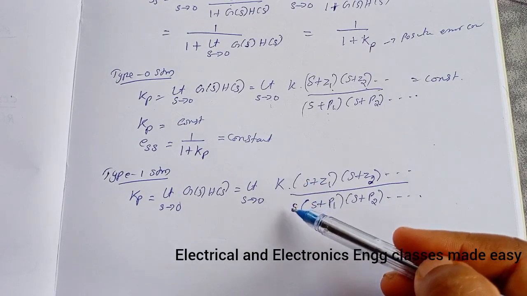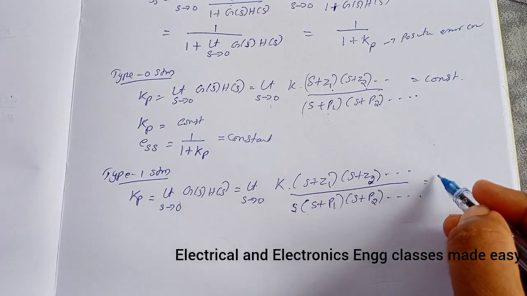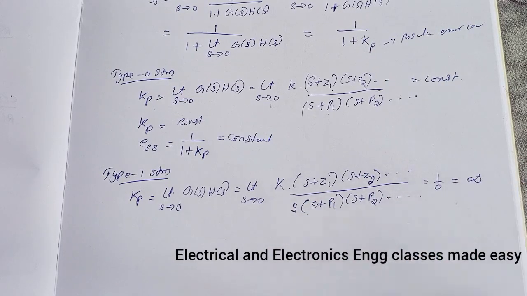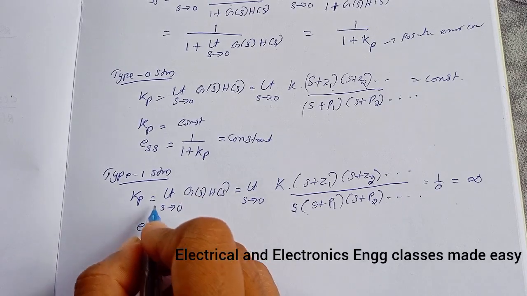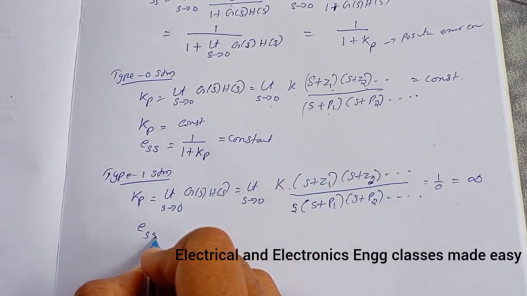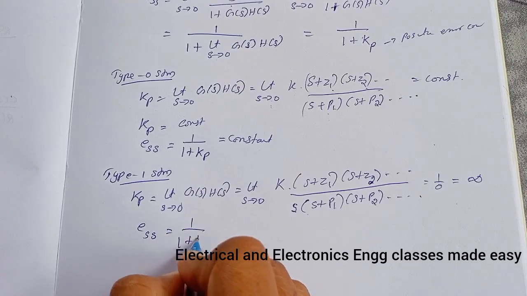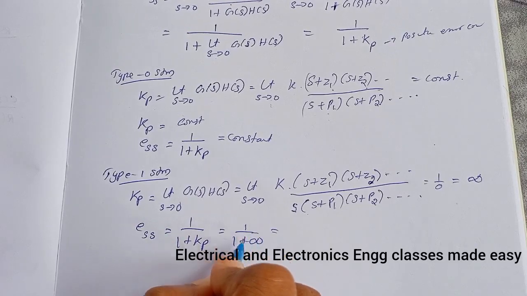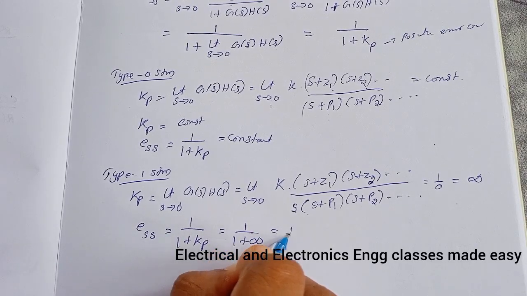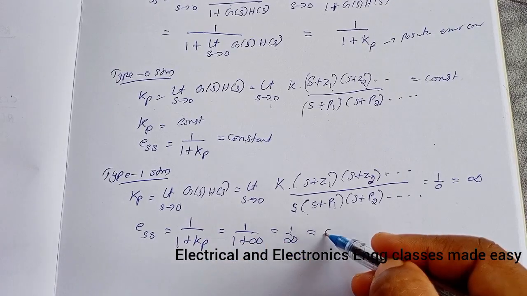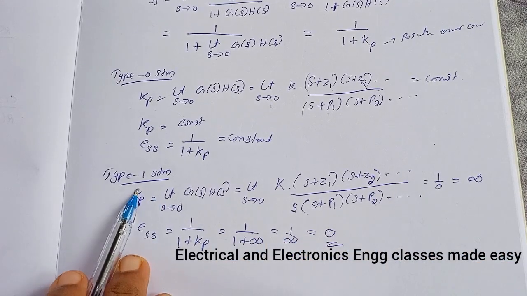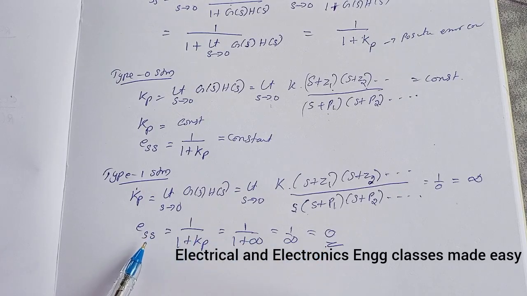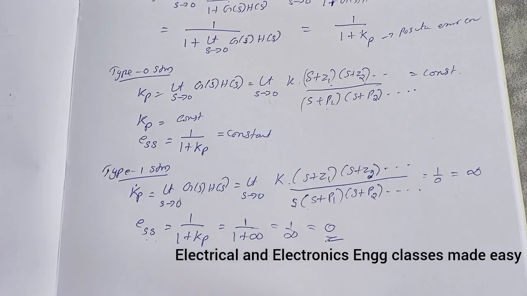So 1 divided by 0 is infinity. So Kp is infinity, and we get ESS equal to 1 divided by 1 plus Kp, that is 1 divided by 1 plus infinity, which is 1 divided by infinity. 1 by infinity means it is 0. So for a type 1 system, the steady state error is 0 when the input is a unit step signal.